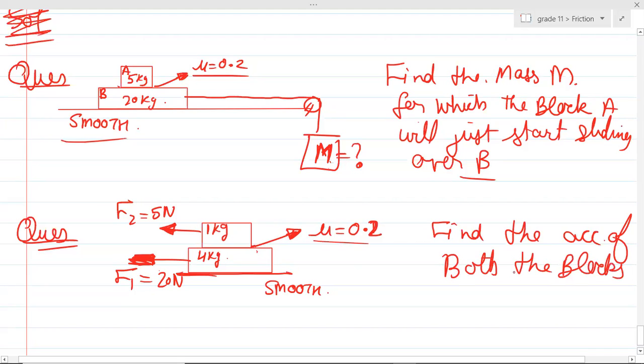So this question again, free body diagram, you need to assume the direction of friction and all. But obviously, whatever be the direction of friction on 1 kg, the opposite will be acting on 4 kg, right? Everyone knows this, right? Yes, sir. Okay.